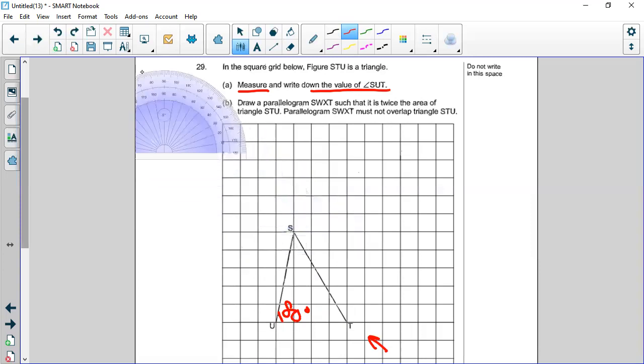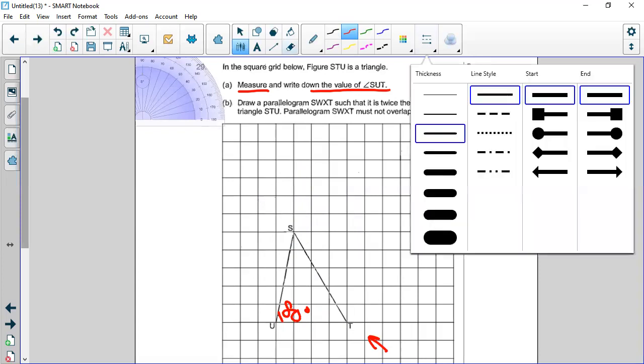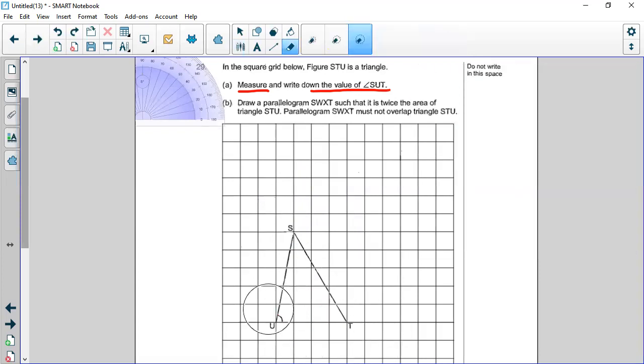Okay, for your part B, how do you draw a parallelogram that is twice the area of the triangle? Those in my groups, Mr. has told you already, you should draw a rough sketch. So how do you draw a rough sketch before you do the actual drawing? Something like what you see on the drawing.